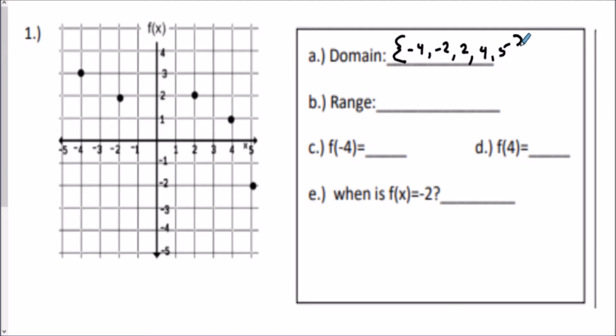Okay, and then for the range, I'm going to do the same thing, but I'm going to look at the y-axis and say it looks like there's a point right here next to -2. So when I'm listing this one, it's -2, and then if I go up, I see the next one's next to 1. Okay, and I have a point next to 2. Okay, and I have a point next to 3, right?